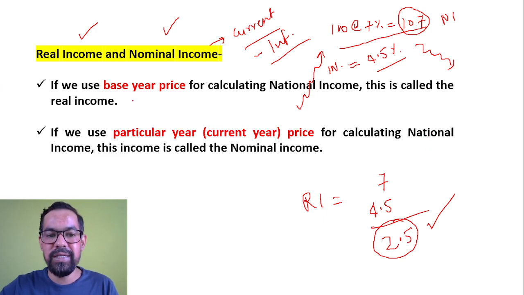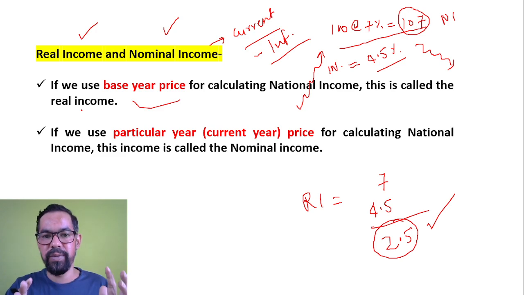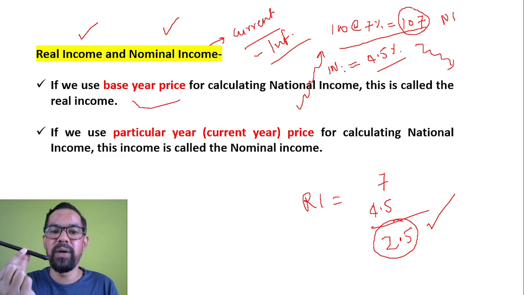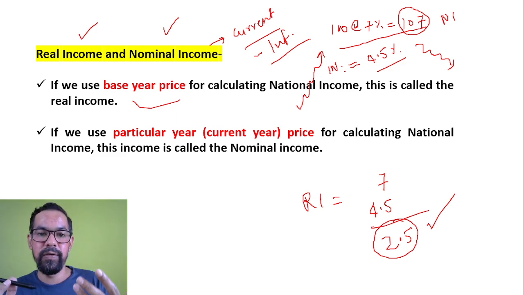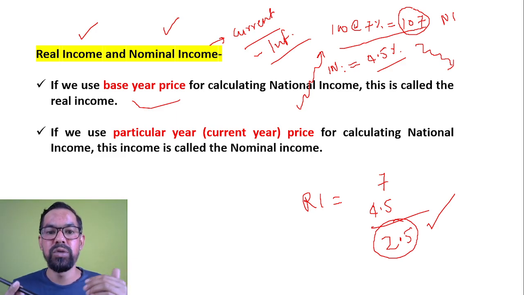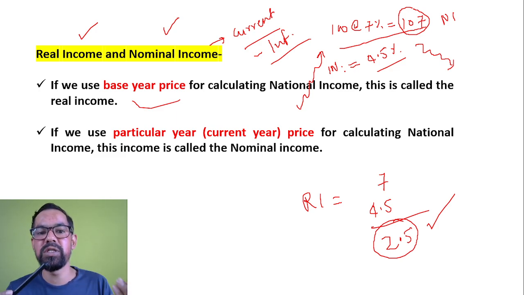So if the base year price is used for calculating national income, this is called real income. We generally use base price and adjust, like in the case of real GDP and nominal GDP. If you are using the current market price, like let's say the current market price is 100 rupees, but we generally do calculation based on the base year, that is 11-12. In 11-12, let's say the market price was 70 rupees. So you have to calculate on the basis of 70 rupees.